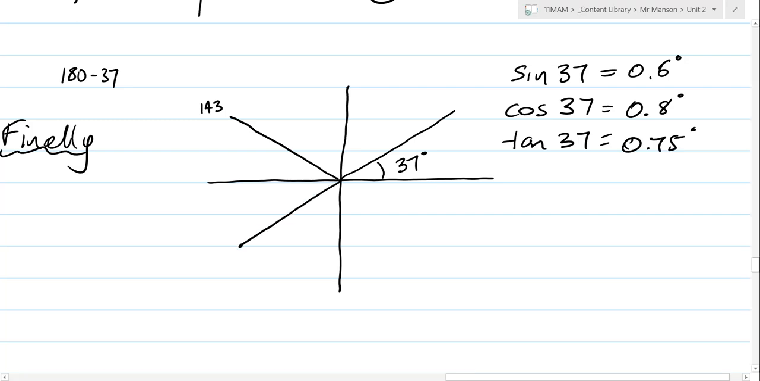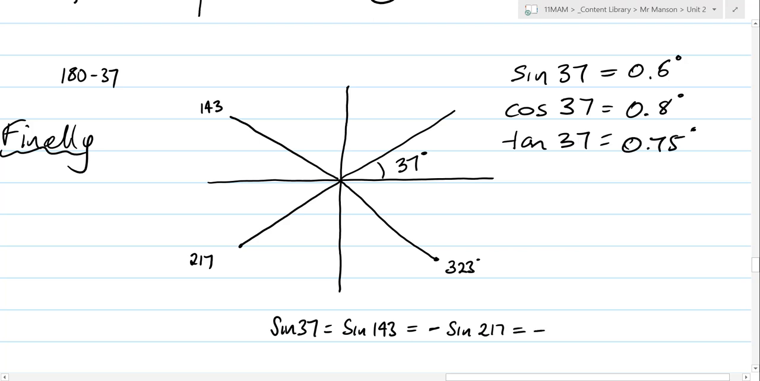Down here I've got 180 plus 37, which is 217. And over here I've got 323. And so we should get relationships like sine of 37 should be equal to sine of 143, this is all in degrees, which should be equal to negative sine of 217, which should be equal to negative sine of 323.